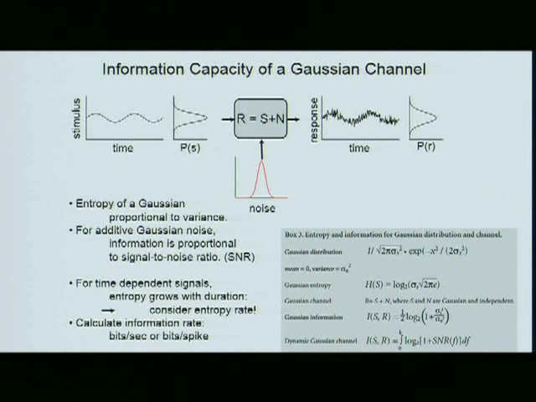And with that, I'm going to pass the microphone off to Ashkan to tell you how to actually calculate and estimate these values of entropy rate or information rate in real neuron systems.